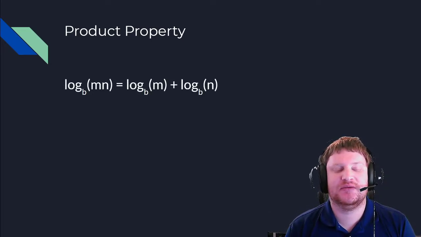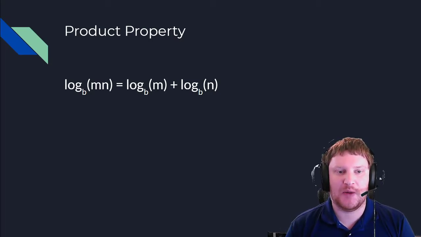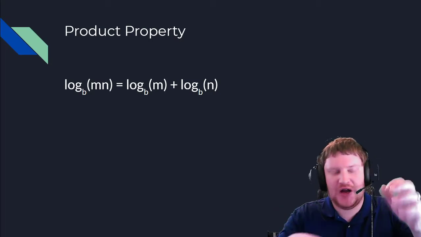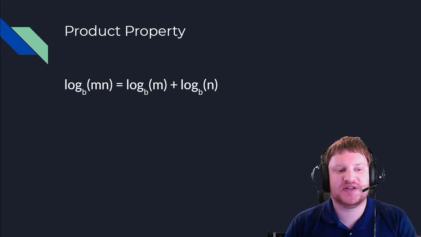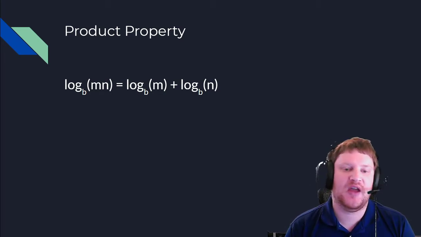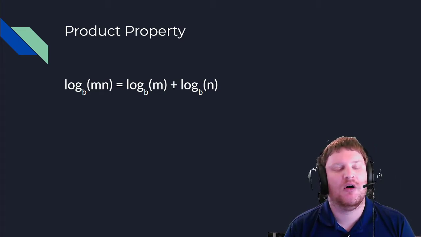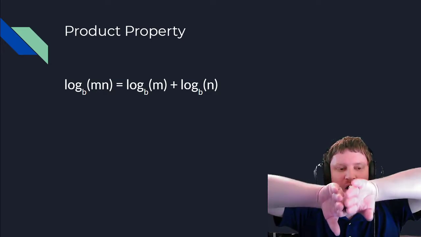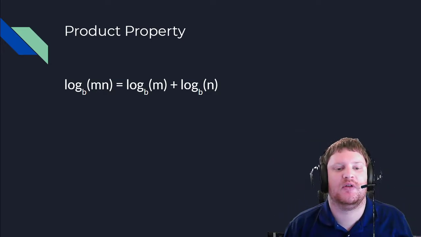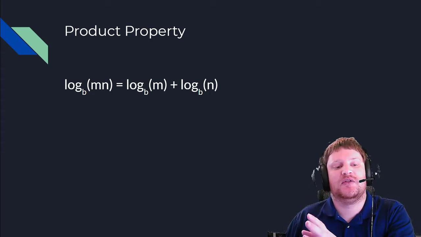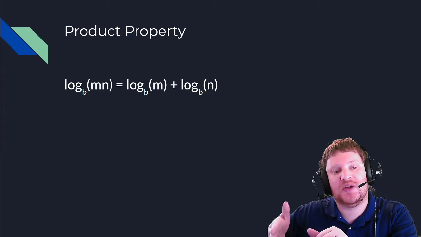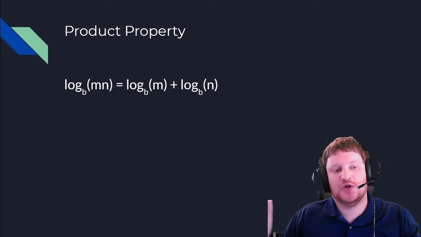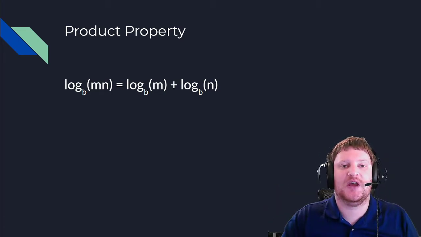This is the actual definition of the property. If you look up the property online, you just type in product property of logarithms. This is what it's going to say. Log base b of n times m equals log base b of m plus log base b of n. Here's all that's really saying. If you've got a logarithm of a number, you can split that number up and write it as two separate logarithms. You can also go the other way. If you've got two different logarithms with addition between them, as long as the base is the same, you can write it as a single logarithm with multiplication.